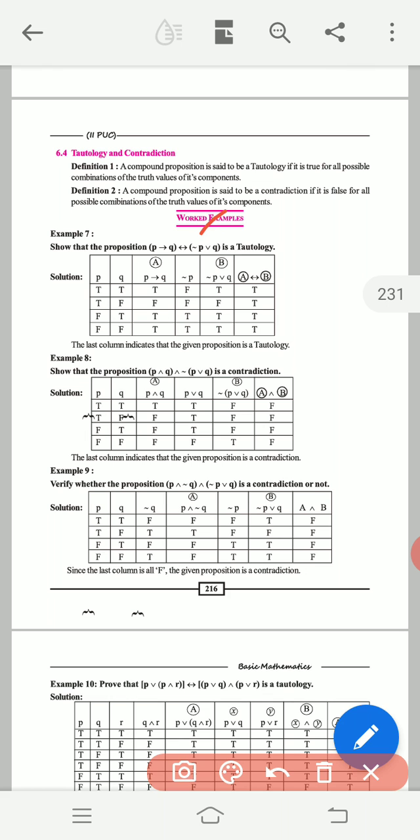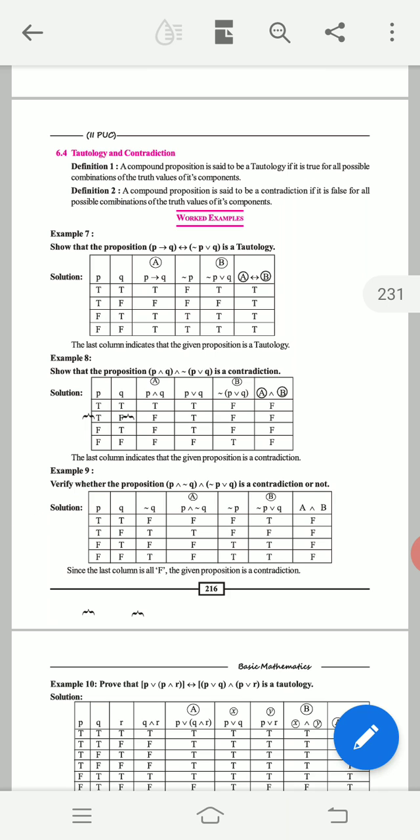The OR statement means that if both the values are false, then only it is false. See, consider negation P and Q: false, true; false, false; true, true; true, false. If both the values are false, then only it is false. The remaining three cases are true.